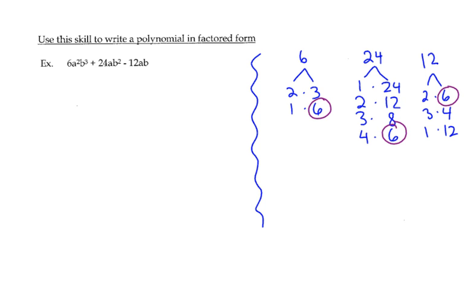Okay, so 6 is part of the GCF. Now let's look at the variables. A squared, A, and A. What's the highest they have in common? Just an A. They all have at least one A. B cubed, B squared, and B. The highest they have in common, they at least have one B in common. So that's going to be my greatest common factor. That's what we're going to factor out.